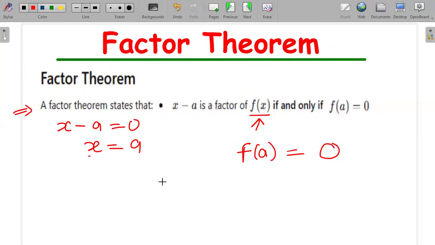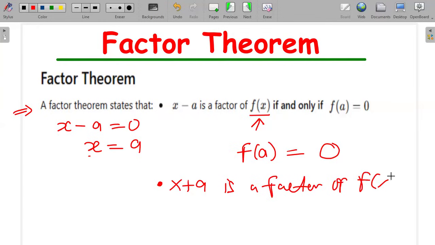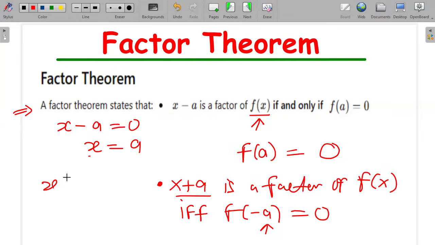But what if my factor was x plus a? How would my definition change? We're going to say x plus a is a factor of f of x if and only if f of minus a is equal to 0. So where did I get the minus a here? I equated this to 0, so x plus a is equal to 0, and then x is equal to minus a. So where there's x, I can replace it with minus a because they are equal. So that's the factor theorem.